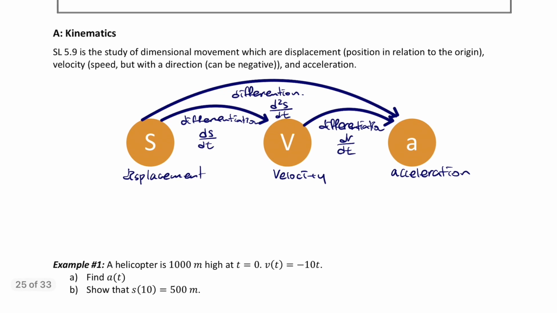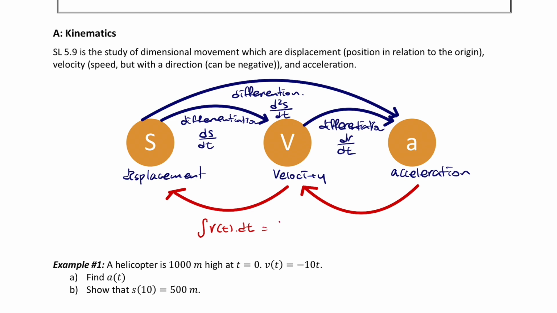And if we are trying to calculate the velocity from the acceleration, we need to do integration. And if we want to calculate the displacement from the velocity, we have to integrate again. So we have to do the integration of velocity, and this is equal to displacement plus c, because we're doing integration.